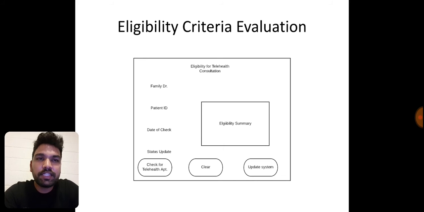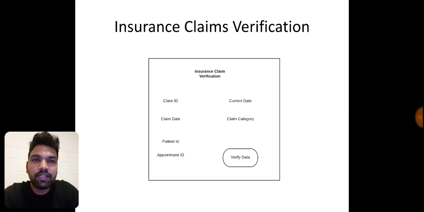So here is the eligibility criteria evaluation. You can easily find it in a diagram. So here is the eligibility for telehealth consultation. So how the patient can easily do everything with the doctor. So go to the next slide. Here we can see the insurance claims verification.